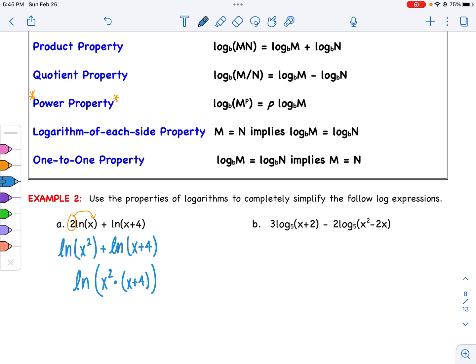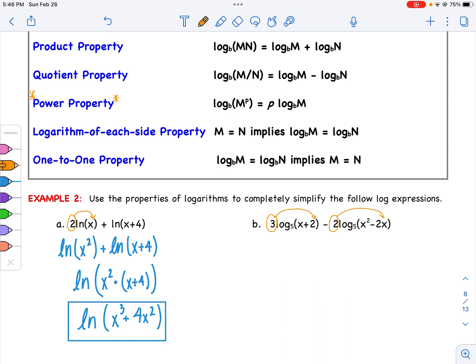Now when you see that, hopefully you realize to distribute. So overall it would be x cubed plus 4x squared. And you condensed it into one log, or one natural log, from those two. Let's try B. Like I said, the power rule should come first, so this 3 should pop up to be the exponent, and this 2 should also pop up to be the exponent.